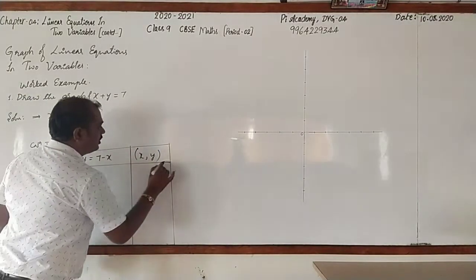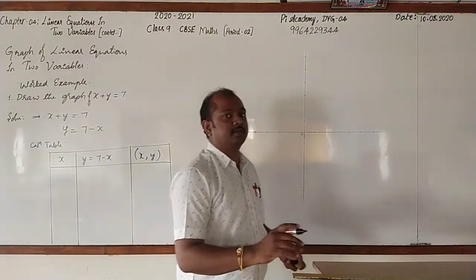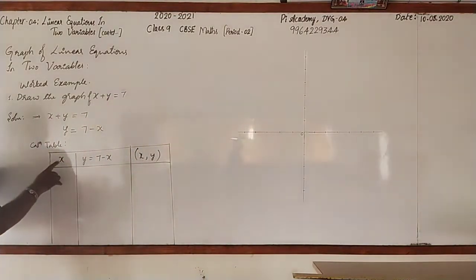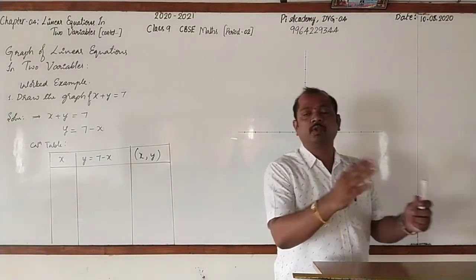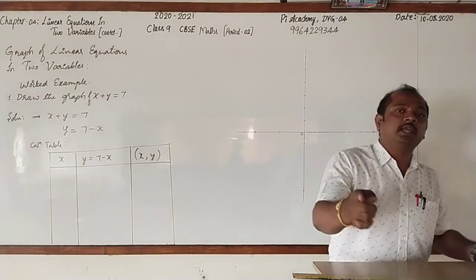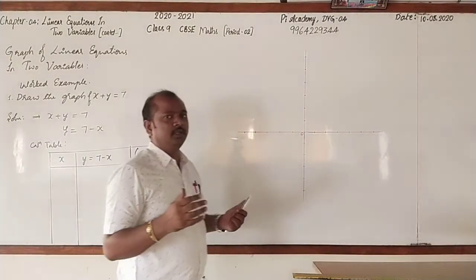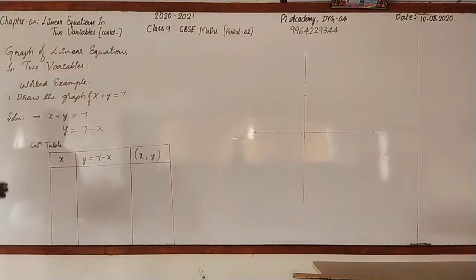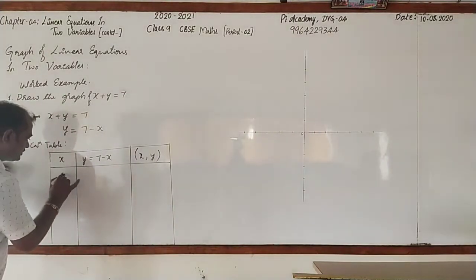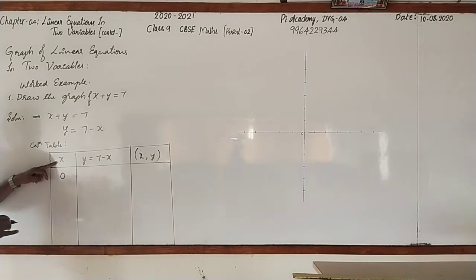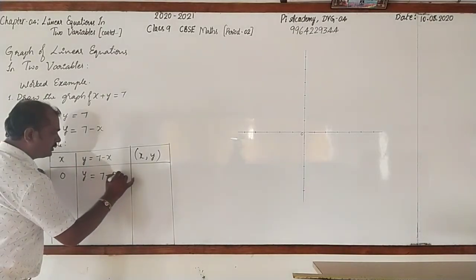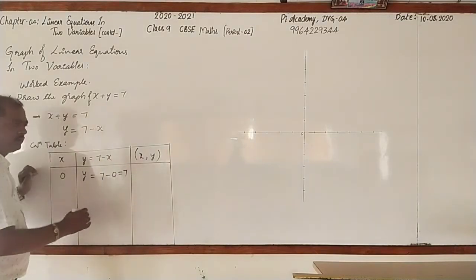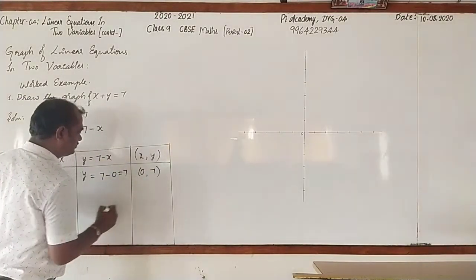Now, how to find out the coordinate points? To find that, you should choose the values for x. It may be 0, 1, 2, 3, 4. You can even take negative numbers, negative 1, negative 2, negative 3 and so on. In general, integers should be taken. Here first I will write 0. When x is 0, y equal to 7 minus 0. What is 7 minus 0? This is 7 only. So it is 0 comma 7.